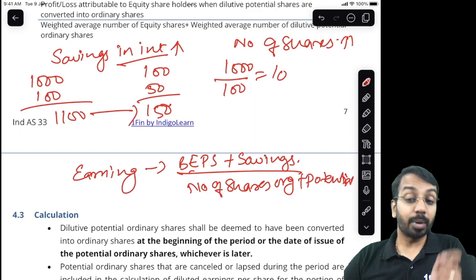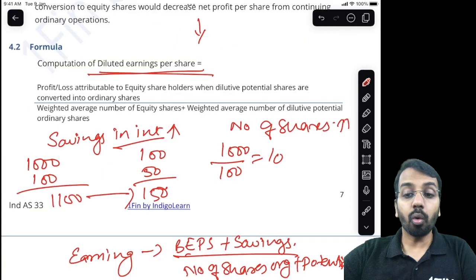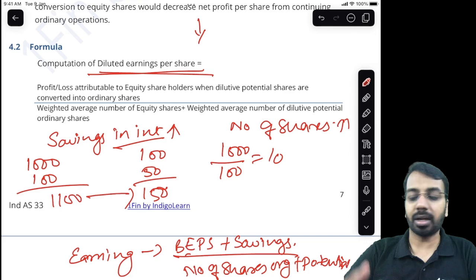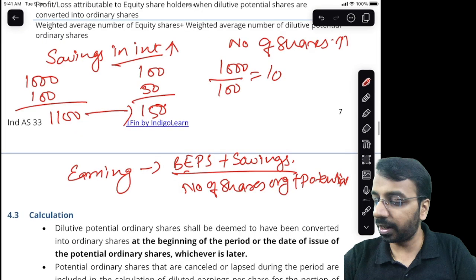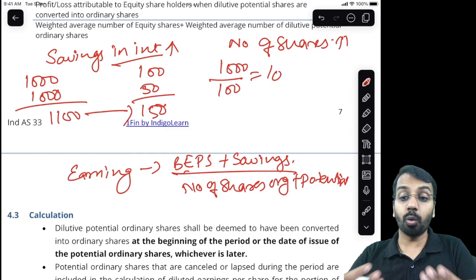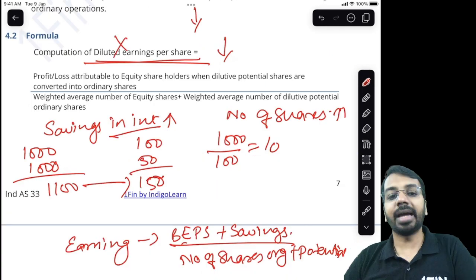But please remember one thing, you will calculate diluted earnings per share only if after the potential shares are considered, the EPS goes down. If the EPS goes up, sir, how will the EPS go up? Maybe for example, interest savings is 1000. Then in that case, EPS will go up. So if EPS goes up, then you will not call them dilutive, you will call them anti-dilutive.